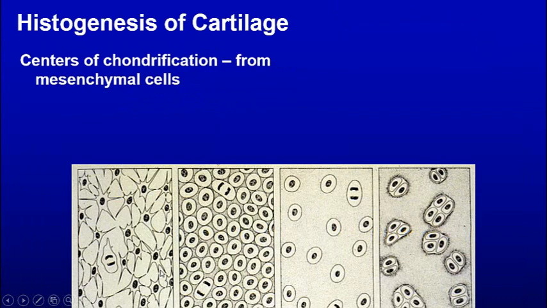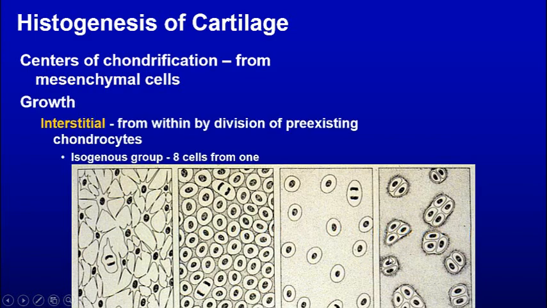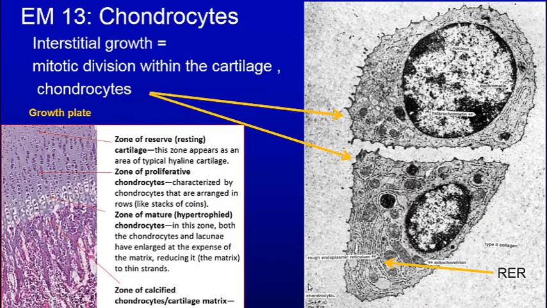So there are centers of chondrification. That is, cells that look like fibroblasts divide, they differentiate, and then make chondrocytes, and then the chondrocytes divide to produce other chondrocytes. This is interstitial growth. So you grow from within, where one cell gives rise to other ones, and in the case of hyaline cartilage, you have multiple groups. In the case of elastic cartilage, you just have mostly doubles.